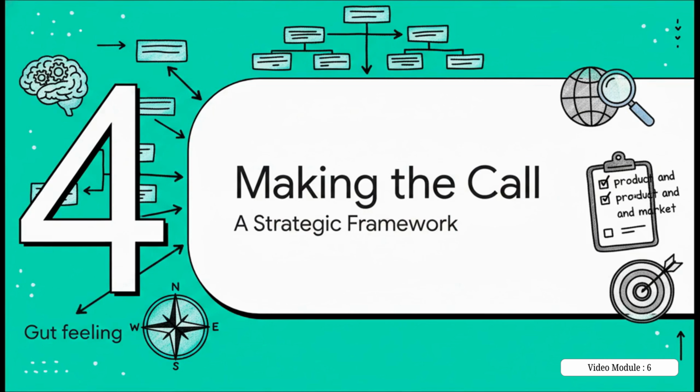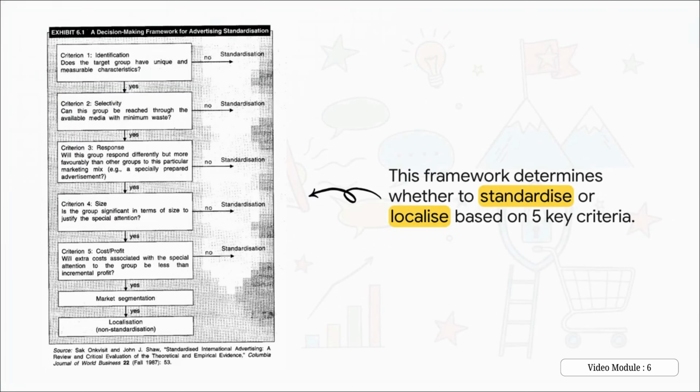Okay, that all sounds good in theory, but how does a massive brand actually decide which way to go? Well, it's not a guess. There's actually a methodical framework they can use that guides them to the right decision for their product and their target market. This framework is basically a checklist.